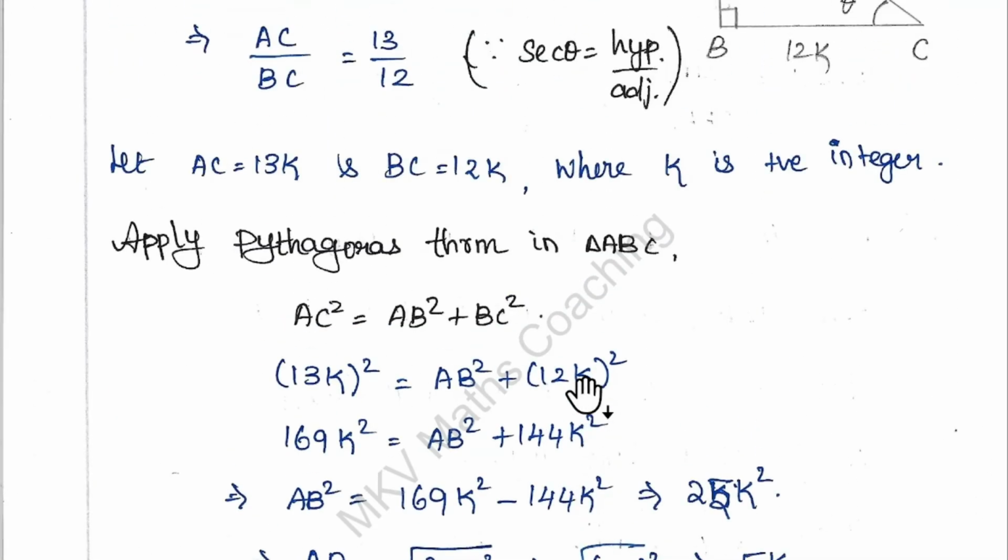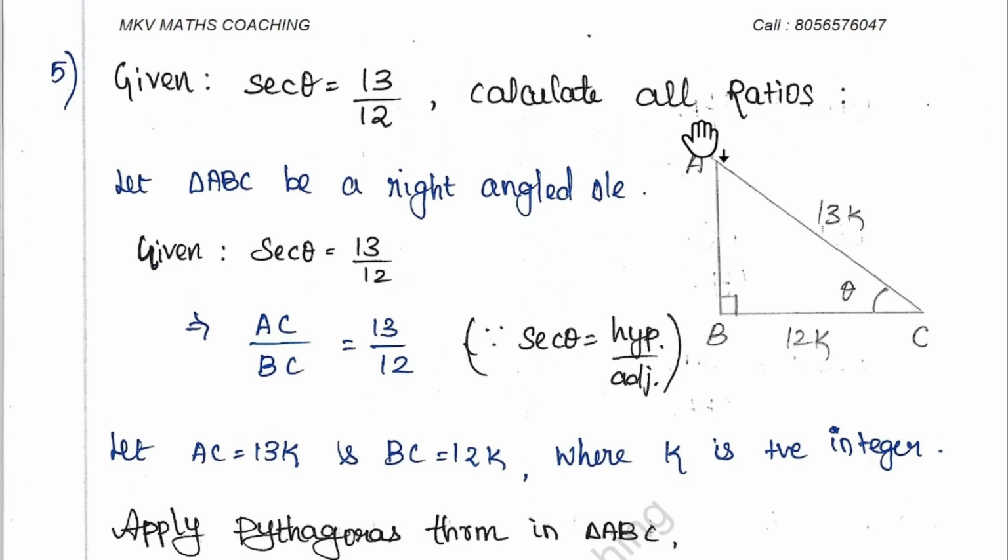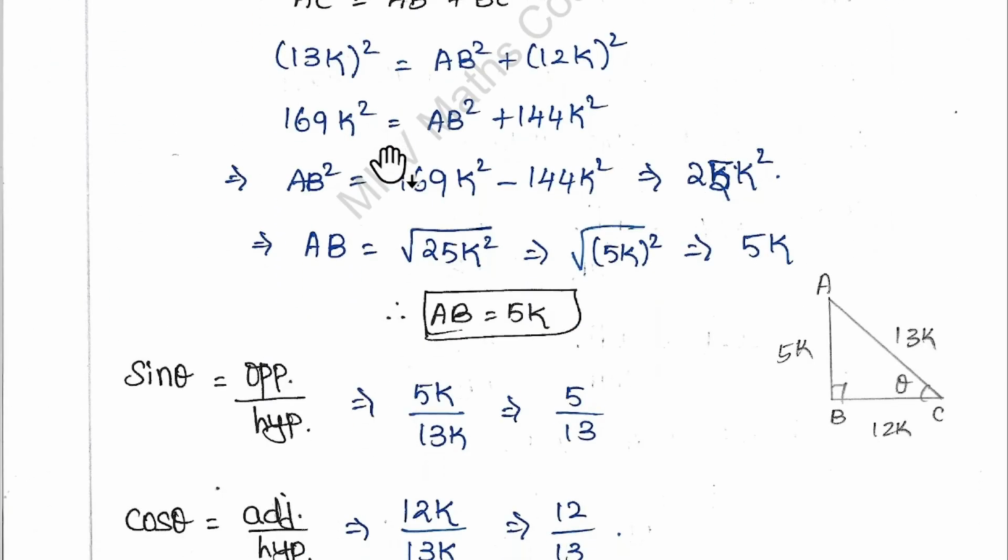Okay, so when they are asking you to calculate all ratios, how many ratios are there in trigonometry? 6 ratios. You need to find all 6 ratios. Since secant theta is given, you need to find other 5 ratios. Okay.